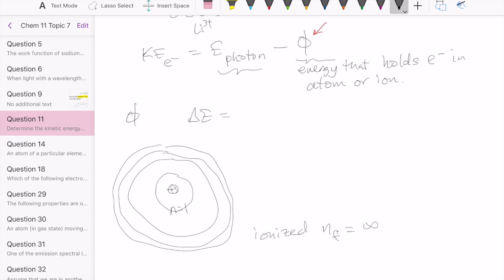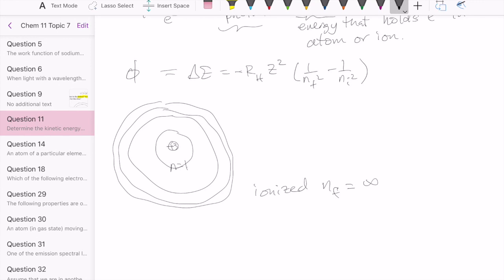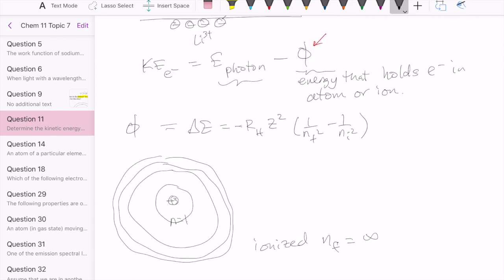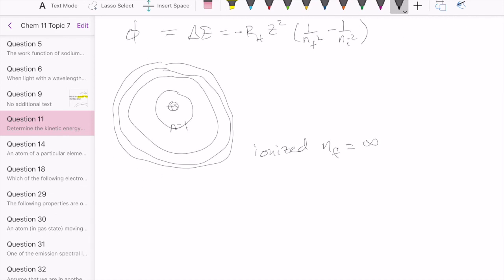Now, remember in the Bohr model, we have this equation, delta E equals negative RH, and this is a one electron system, so we have this Z squared, which is equal to just the number of protons squared, or the atomic number squared, and then 1 over n final squared minus 1 over n initial squared. And this energy is really exactly the same energy as the work function in this case, which is the energy that's holding that electron together. So we can calculate the work function, in other words, by calculating delta E. Once we have that, we subtract it from the energy of the photon to get the kinetic energy. So let's do that step by step.